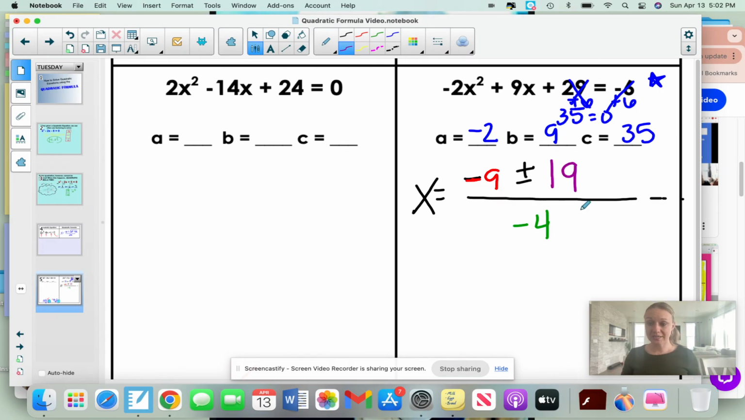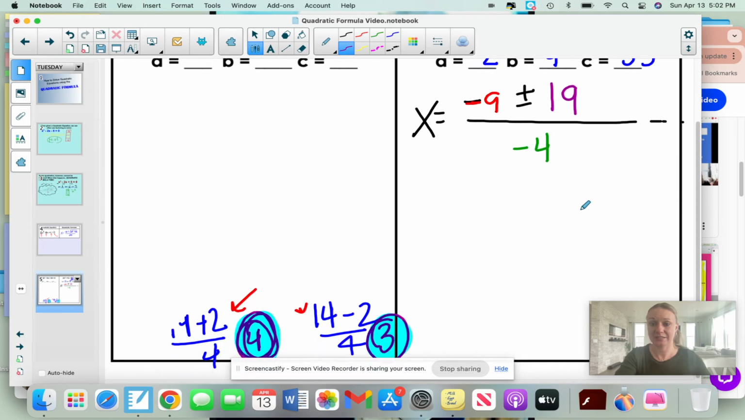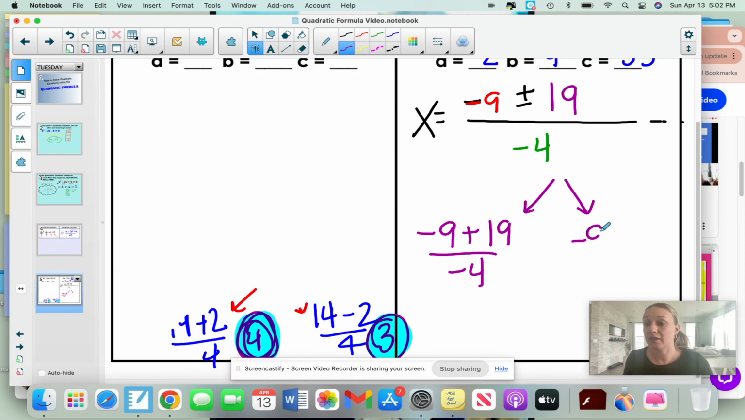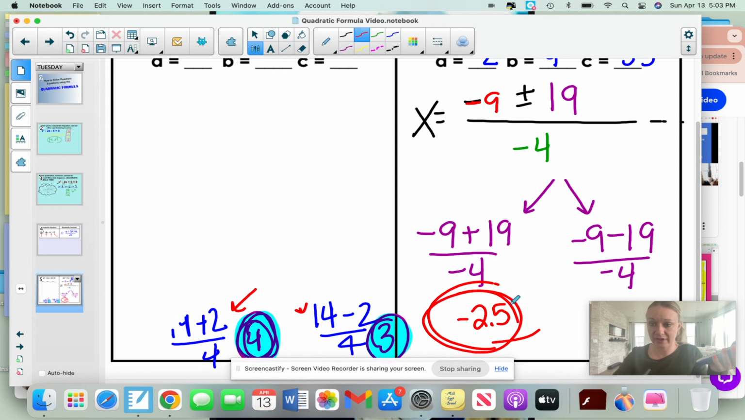Okay. Once you get to this point, it is time to set up your two cases. All right. So I've got 1. I've got 2. I'll have -9 plus 19 over -4. And I'll have -9 minus 19 and put that over -4. Okay, so let's pretend like I don't know anything in my head. I'm going to do the numerator here first. I'm going to do -9 plus 19. That gives me 10. 10 divided by -4 is -2.5. That is one of my answers, -2.5.